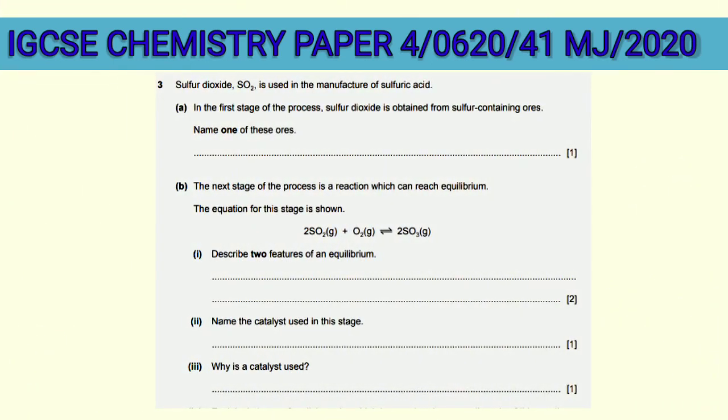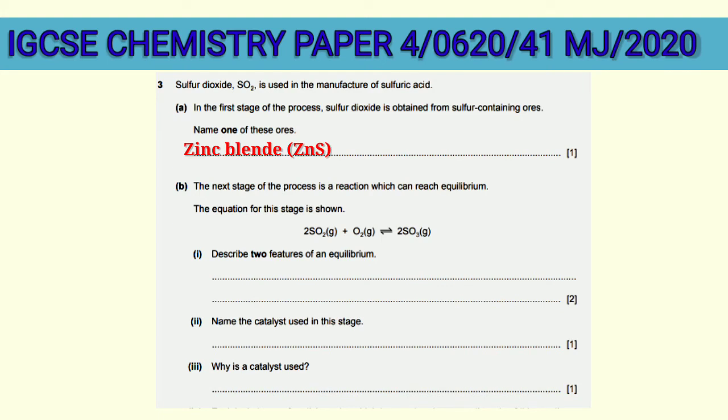Let us start question 3a. Sulfur dioxide is used in the manufacture of sulfuric acid. Question 3a is, in the first stage of the process, sulfur dioxide is obtained from sulfur-containing ores. Name one of these ores. And the answer is zinc blende, ZnS.